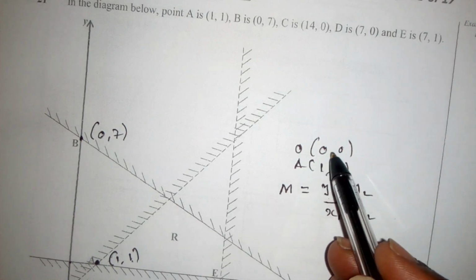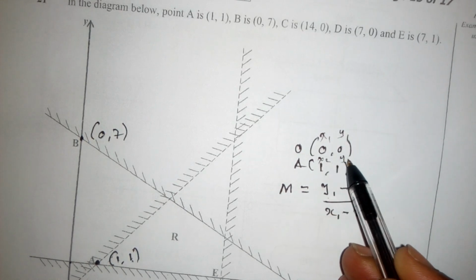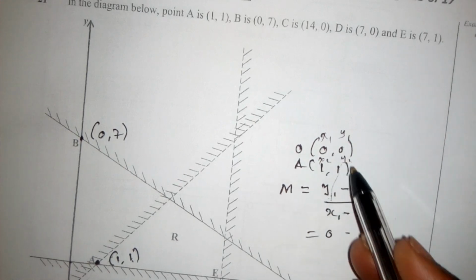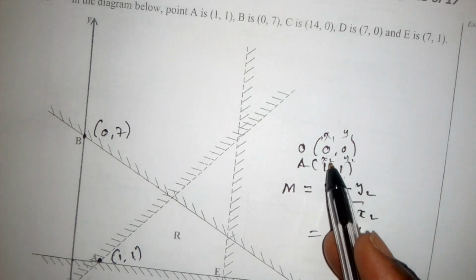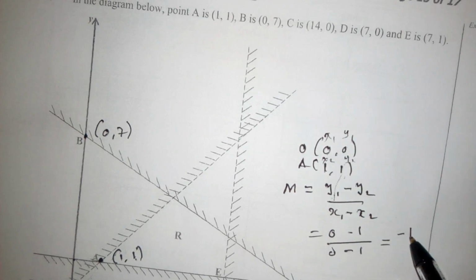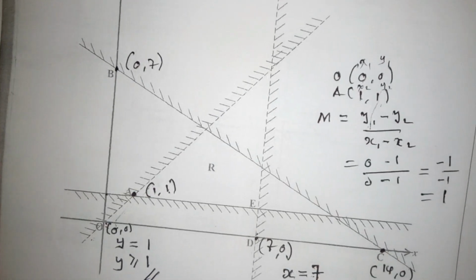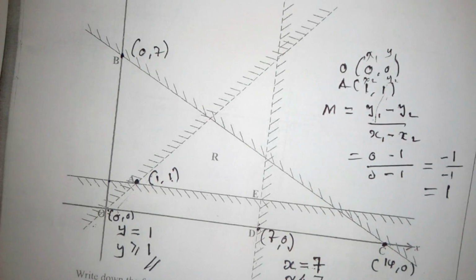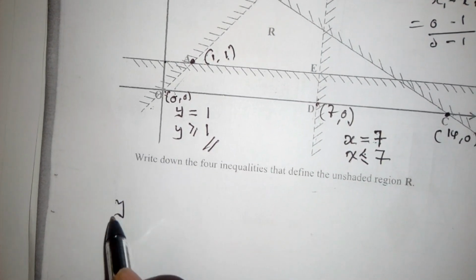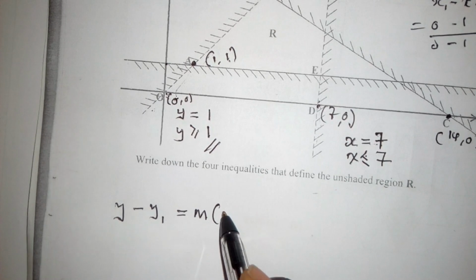So this is x sub 1, y sub 1, x sub 2, y sub 2. We just plug in these values. So y sub 1 is 0, y sub 2 is 1, over x sub 1 is 0, x sub 2 is 1. So we have negative 1 over negative 1, meaning our gradient will be equal to 1. Since we found the gradient 1, we can now use the equation for finding the line, which is this.